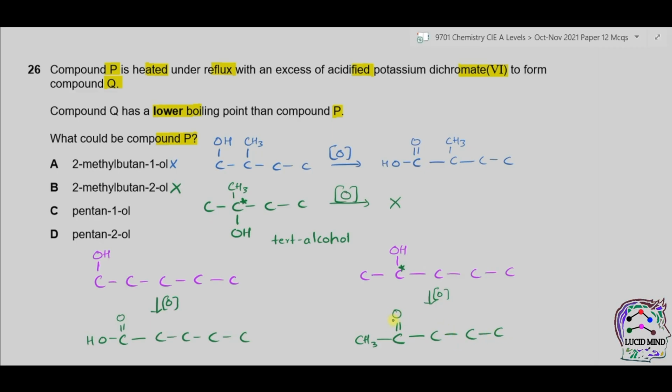Now in a ketone we can see that the electronegative oxygen is not bonded to any hydrogen atom, so therefore hydrogen bonding is absent. While in a primary alcohol or secondary alcohol there is always hydrogen bonding, as the electronegative oxygen is directly attached to the hydrogen atom, so the boiling point will be less for this one. So therefore the correct answer is D.